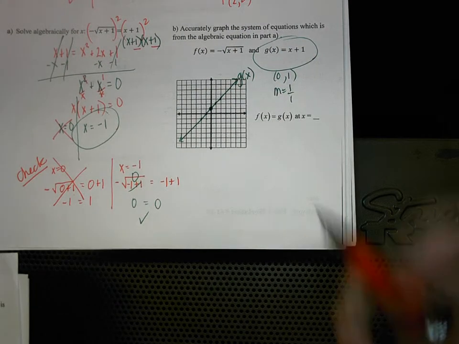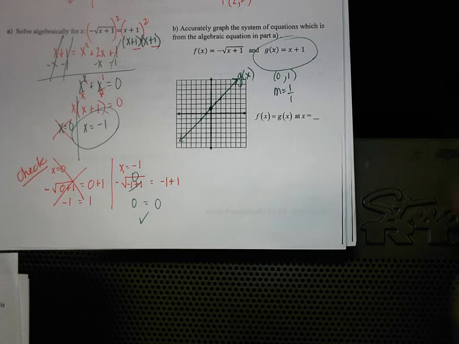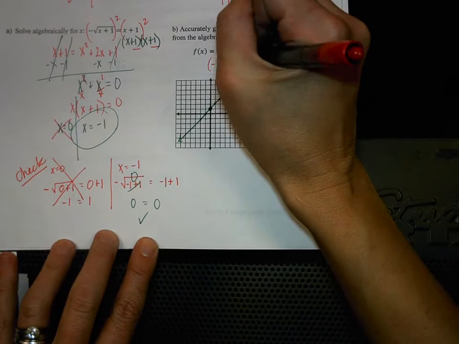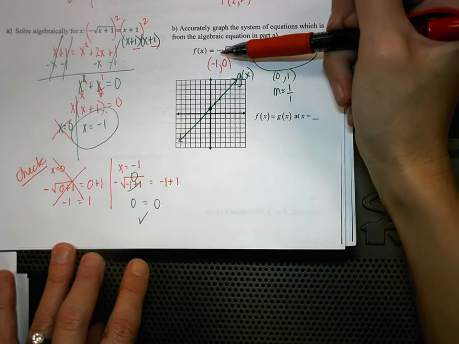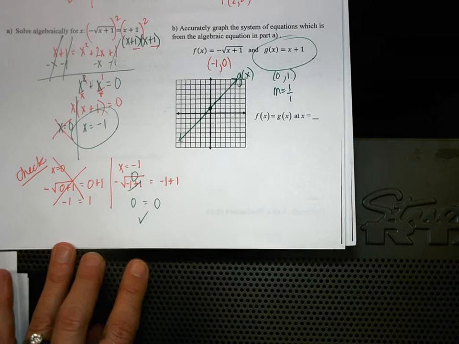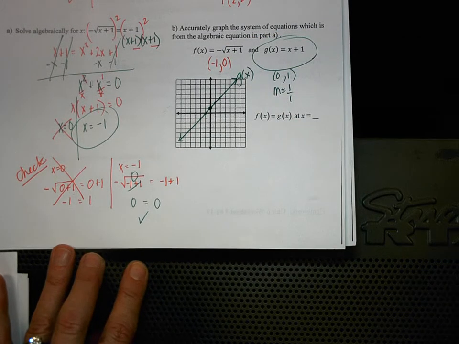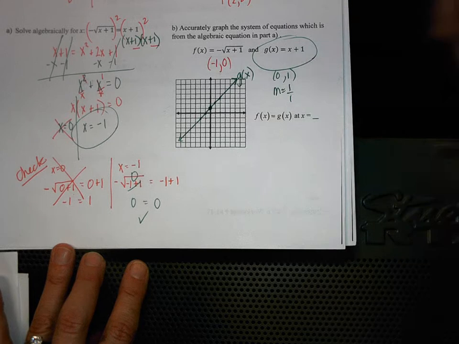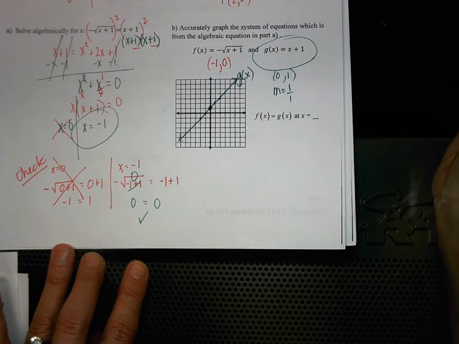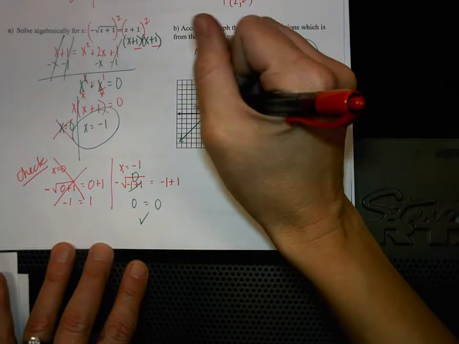What will be my starting point for f of x? -1, 0. Also, because this negative is in front, is this one going to be curving up and right or down and right? It's down and right. So this negative means it's going to be curving down instead of curving up. Okay, it's a reflection.